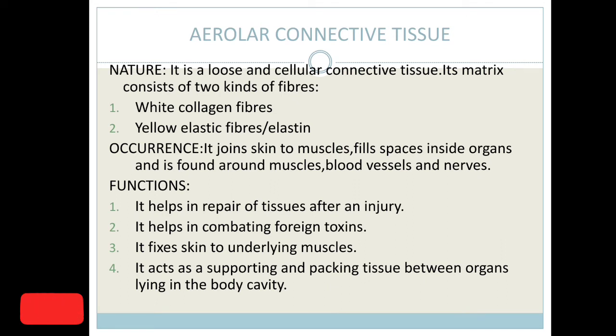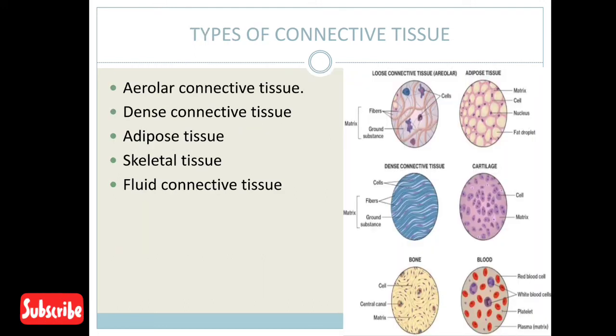The main function of this areolar connective tissue is that it helps in the repair of the tissue after an injury, then it helps in combating the foreign toxins, means in fighting the foreign toxins, then it fixes the skin to underlying muscles, and it acts as a supporting and packing tissue between the organs that are lying in the body cavity. So these are the functions of the areolar connective tissue. You can see here in the picture the areolar connective tissue, which is known as the loose connective tissue.